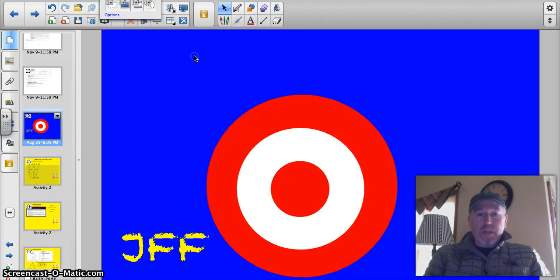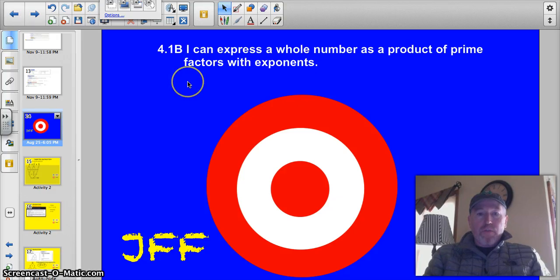Let's get to our target, which officially today is 4.1b. I can express a whole number as a product of prime factors with exponents. Let's do this thing.